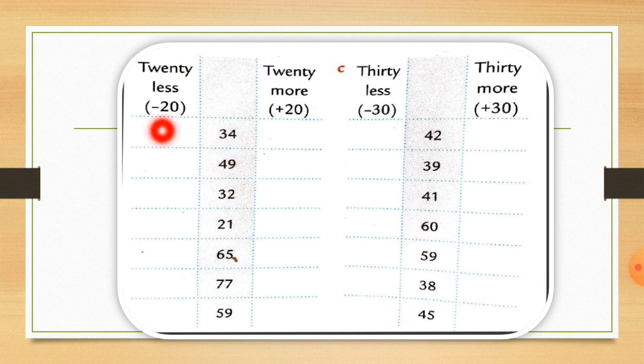So you have to first cut the 20 number here and write down the answer here. And here you have to add the 20 numbers in this 34 and write down the answer here. Same here. Here is the 42 number. So you have to cut a 30 number from it and write down the answer here. And here you have to add 30 numbers in this 42 number and write down the answer here.